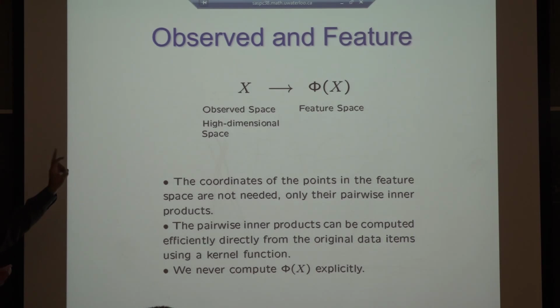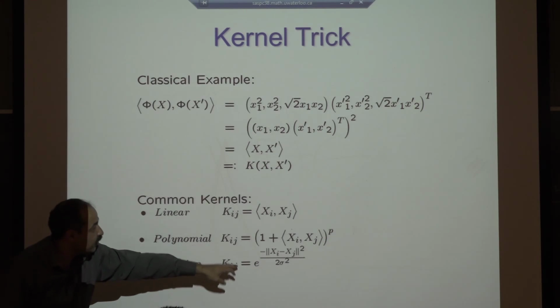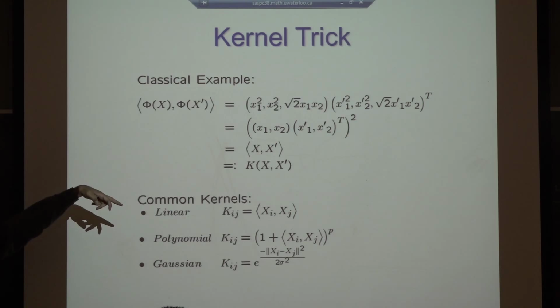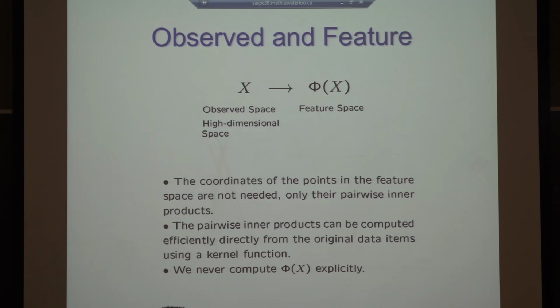Always, in the area of kernels, we have the observed space and the feature space. Observed space is the original space that we are working on, and feature space is the space of this phi. The beauty of kernel methods is that we never need to know this phi explicitly. When you have a Gaussian function as a kernel, we don't know the phi corresponding to it, and we don't need to know.